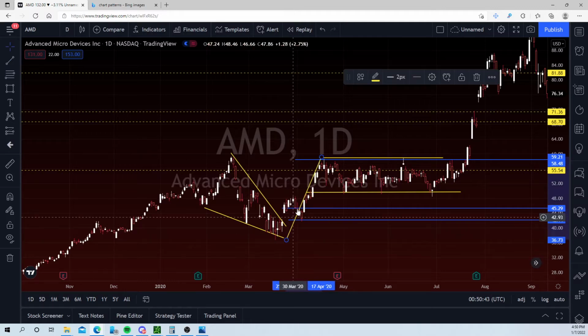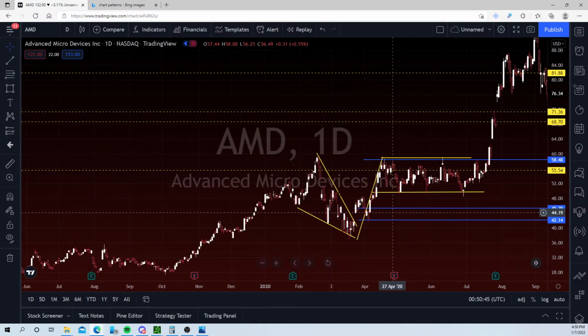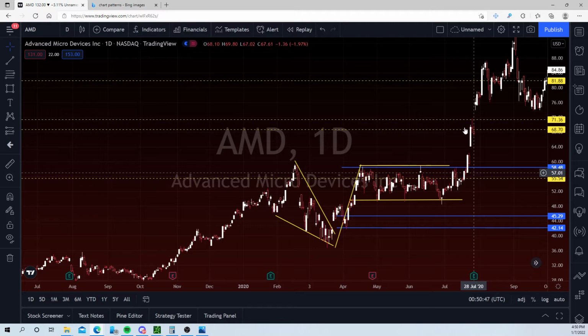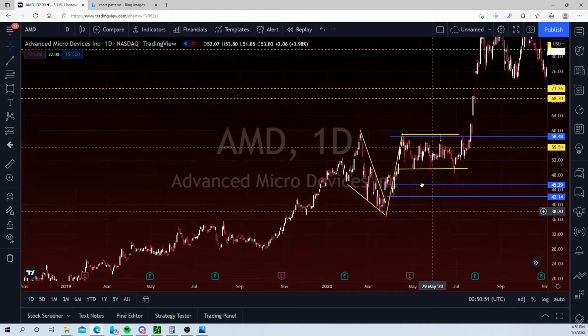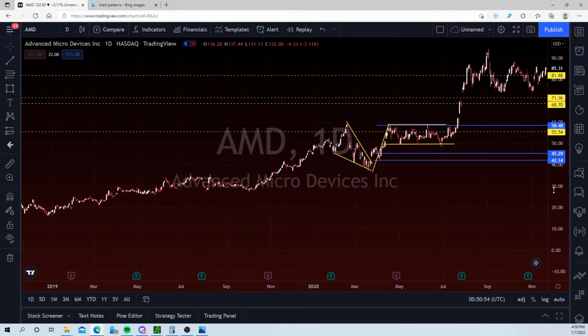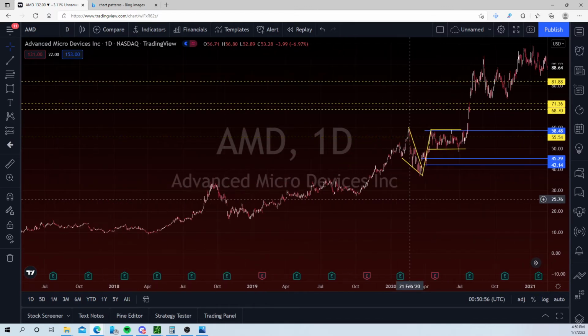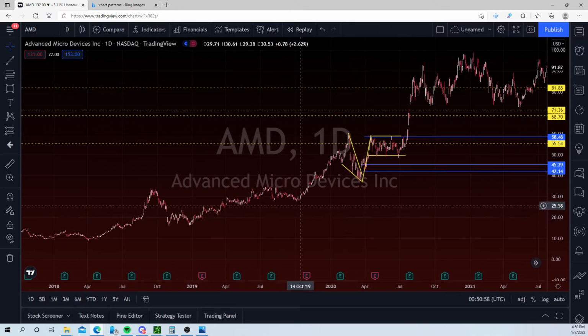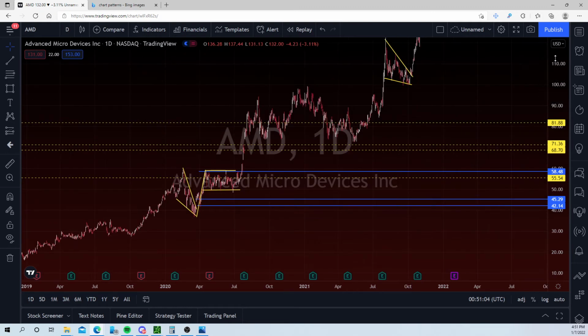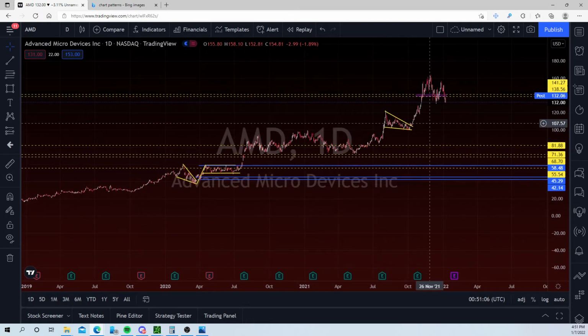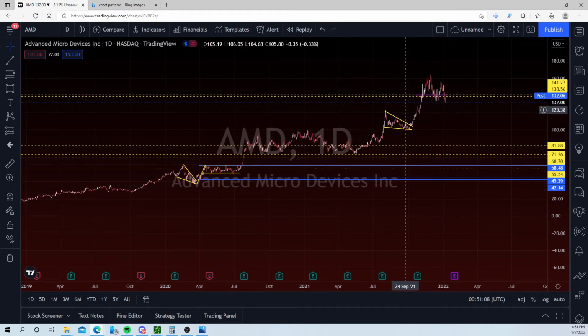Boy, look, see, pattern after pattern. Flag, falling wedge, up again. So it's a continuation pattern. If you notice, bullish, bullish, bullish, bullish. Why is it bullish? Because it's making a higher low, higher low, higher low, higher low. Consolidation, still going up. AMD is currently still going up. It's been in an uptrend forever.